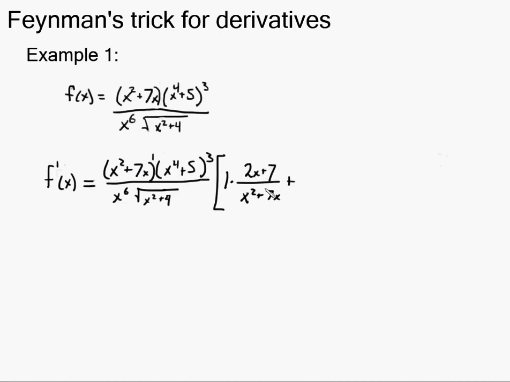We do that for each term. Second term, in the bottom we have x to the fourth plus 5. The exponent goes out in front, 3, and the derivative goes on top, 4x to the third. Another term. On bottom we have x. The exponent goes out in front, minus 6.